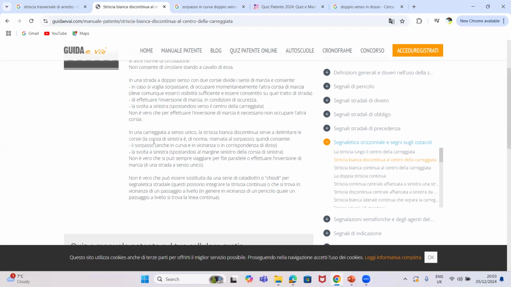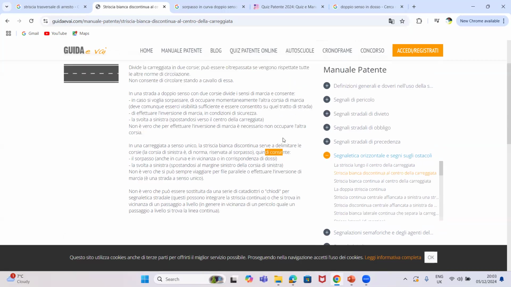And remember, we have corsia di sinistra. I didn't teach you corsia before. Riservata sorpasso. Is it clear? We have the corsia destra, we have the corsia di sinistra. Is it clear? Quindi, consente. Now, concerning senso unico, the standard one we will know. The one all of us know. Still on this same guy.